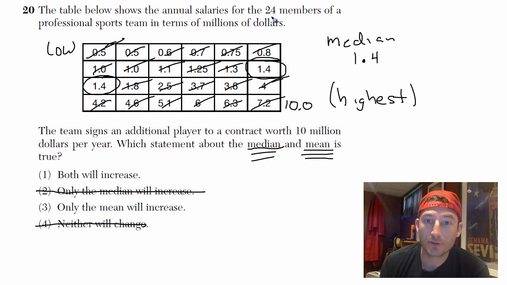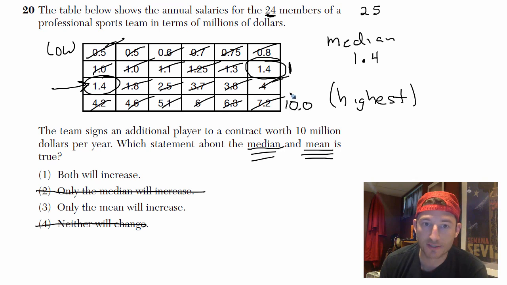Now when we add 10 here, since there was an even number, there was 24 members, now there's going to be 25. And the median is actually going to move from the middle here. There'll be another number, so it's actually going to move to here. The median moves up 1.